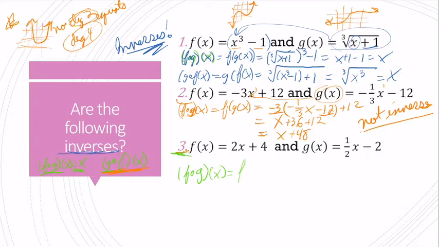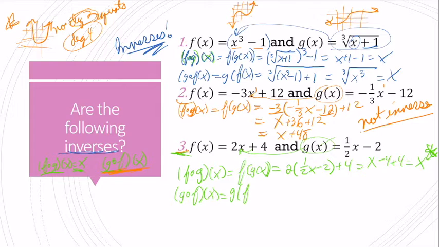So I'm going to plug g of x in for x and f. And remember, we did all this function composition. If you have questions on it, go back and look at the section 6.1 videos. So I have 2 times 1/2 x minus 2 plus 4. That gives me x minus 4 plus 4, which is x. Woohoo! Now I need to check the other direction.